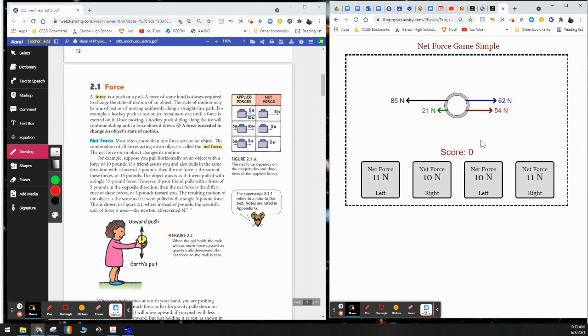All right, here we have to add these two together going to the left, and add these two together going to the right, and tell me what the answer is going to be. I'll hit pause. The answer should be 10 newtons to the right. We are correct. This net force simulation is one of the labs you're going to be doing. Let's continue on.